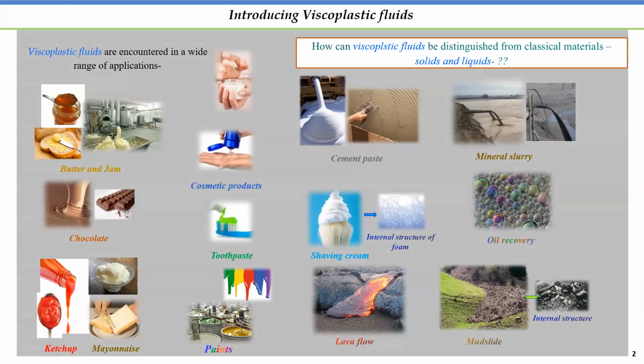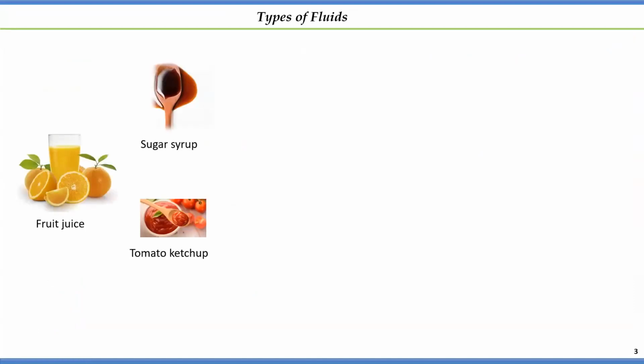The answer we can get by doing a small exercise. Here we have three different materials in the form of fluids. The first one is fruit juice, the second one is sugar syrup, and the third one is tomato ketchup. Almost all of us have experienced how these fluids behave when we squeeze out or pour from a bottle or pouch.